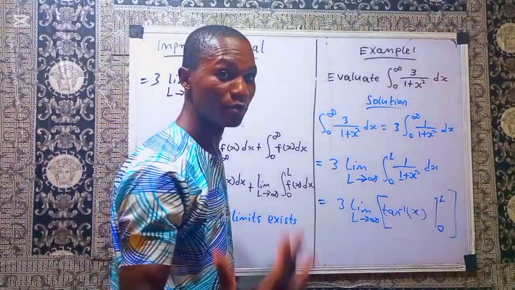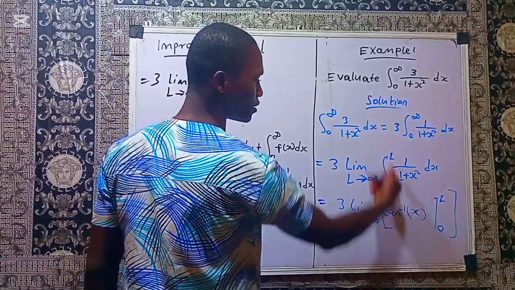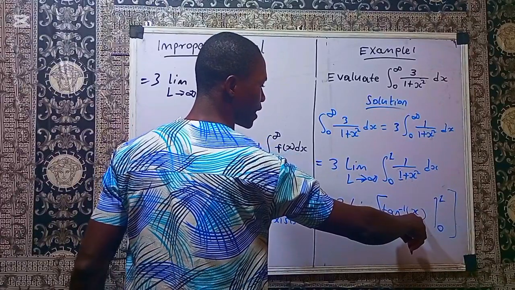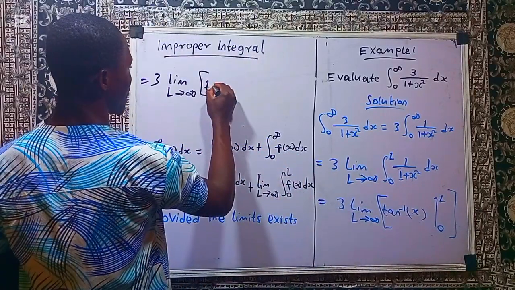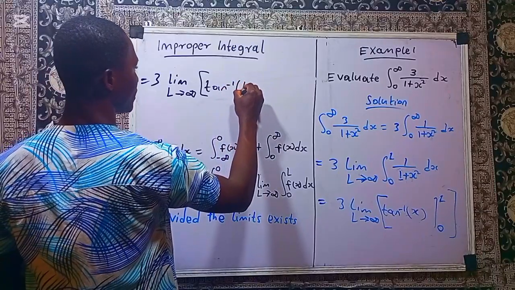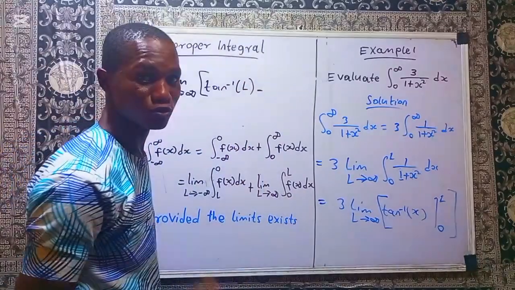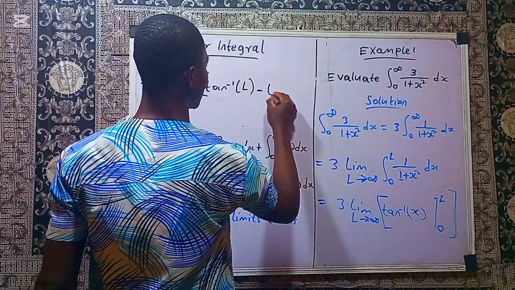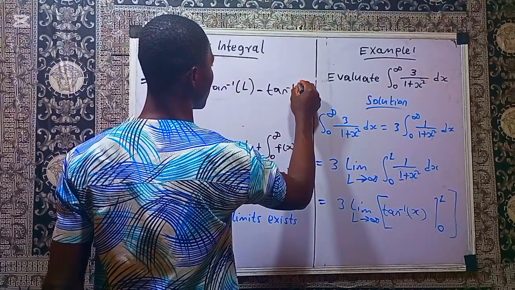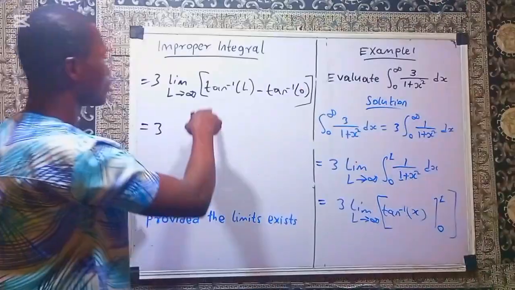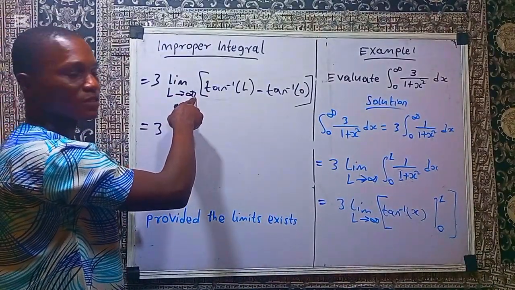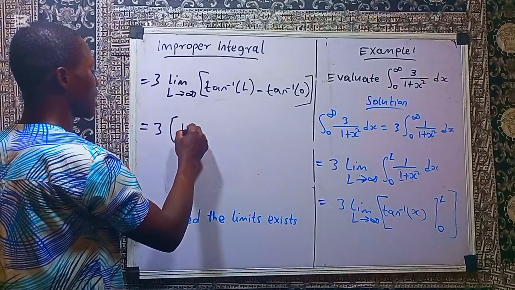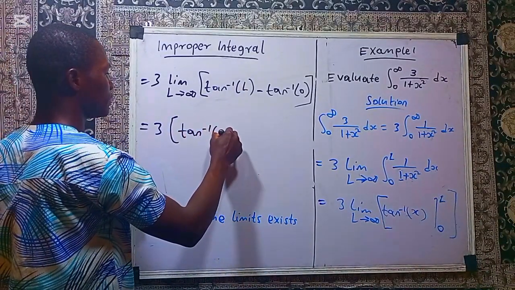So you know, after performing your integration, if you have a range like this, you substitute it. So let's substitute the upper range. So substitute L for x here. So you have tan inverse of L. Then next you will do minus, then substitute the lower range. That's 0. Tan inverse of 0. So we are taking limit as L goes to infinity. So we'll put infinity for L here. You now have tan inverse of infinity.